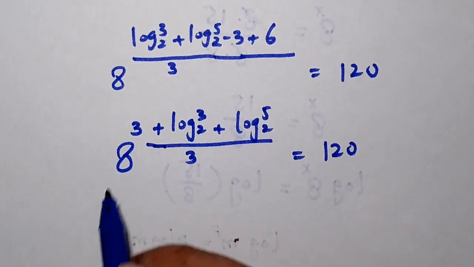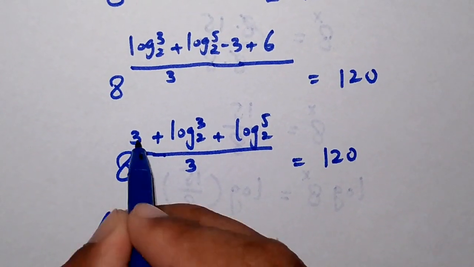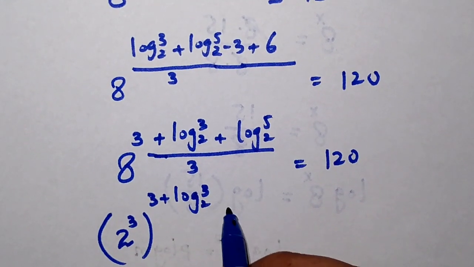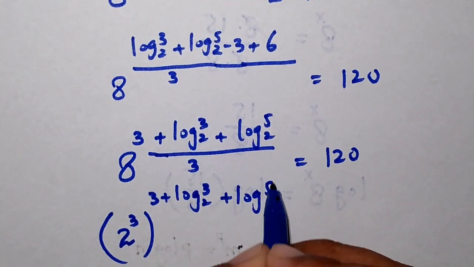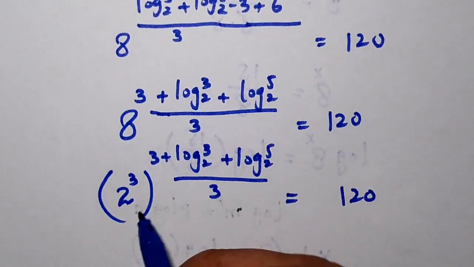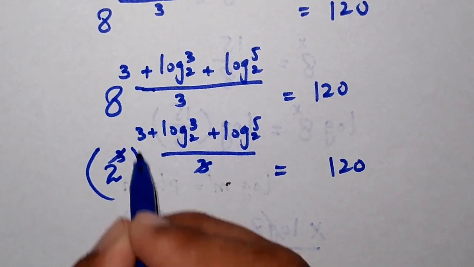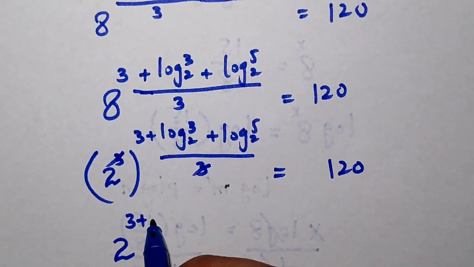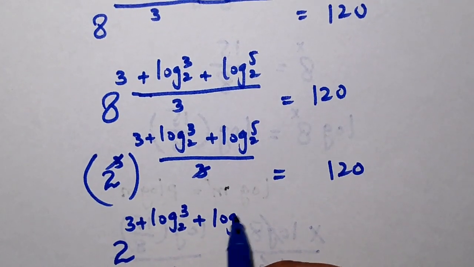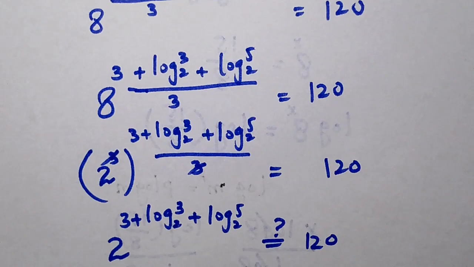Now again in the next step we know that this 8 can also be written as 2 to the power of 3, and to the whole power of 3 plus log of 3 of base 2 plus log of 5 of base 2 over 3, which is equal to 120. Now here this 3 cancels with this 3, so 2 to the power of 3 plus log of 3 of base 2 plus log of 5 of base 2 is equal to 120.